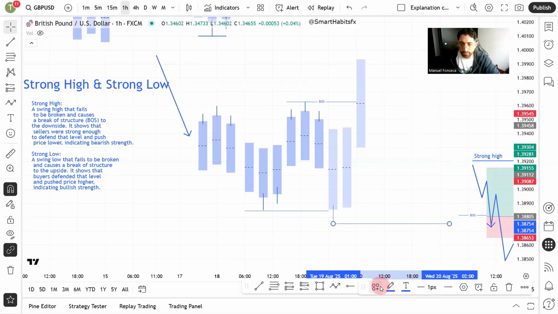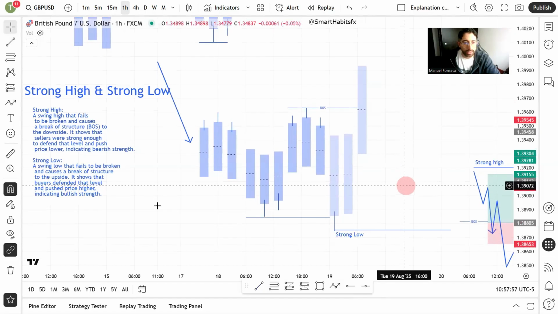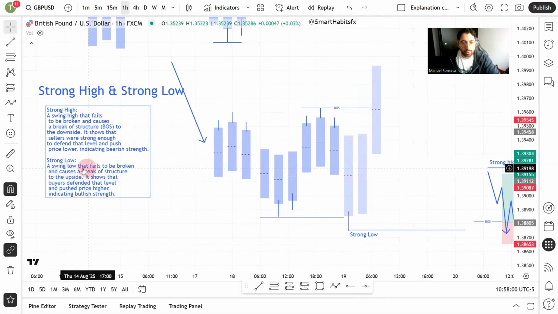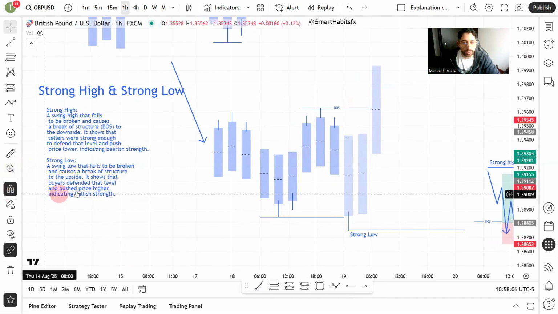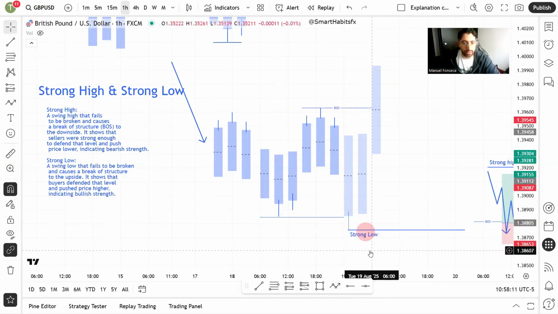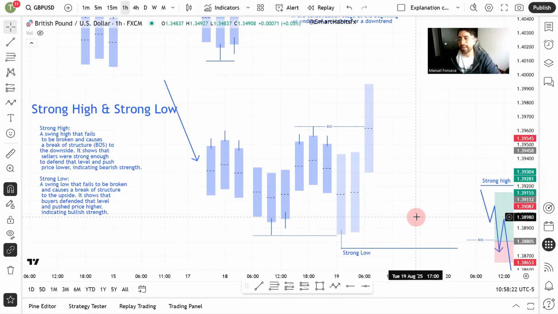And what is the meaning of this? What is the meaning of having a strong low? It is a swing low that fails to be broken and causes a break of structure to the upside. It shows that the buyers defended this level and pushed the price higher, indicating bullish strength, right? And this would mean the end of a downtrend, for example.